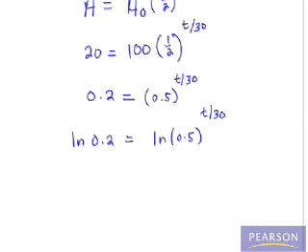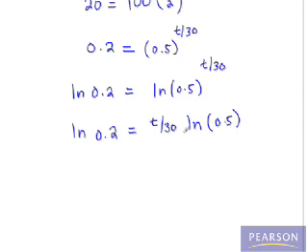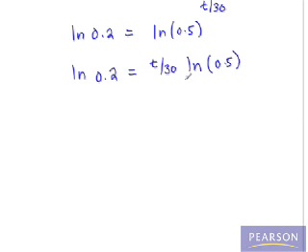Now we'll use a property of logarithms. The natural log of 0.5 raised to the T over 30 is the same thing as if we were to take this exponent and move it down in front of and multiply it by the natural log. So the natural log of 0.2 equals T over 30 times the natural log of 0.5. And again, to solve this equation for T, we're going to go ahead and divide both sides by the natural log of 0.5 and also multiply both sides by 30 to solve for T.